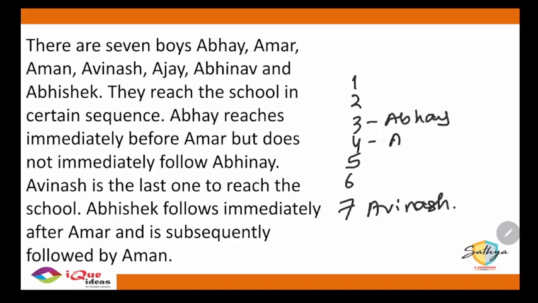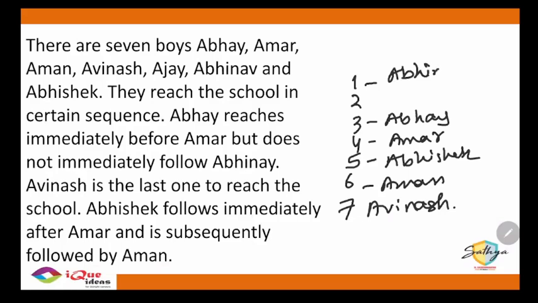So Abhay is followed by Amar, Amar is followed by Abhishek, and Abhishek is followed by Aman. And I know Abhinay cannot be immediately before Abhay. That means Abhinay has to be in the 1st position, which means Ajay is left with the 2nd one. So the key thing is the interpretation of this clue.